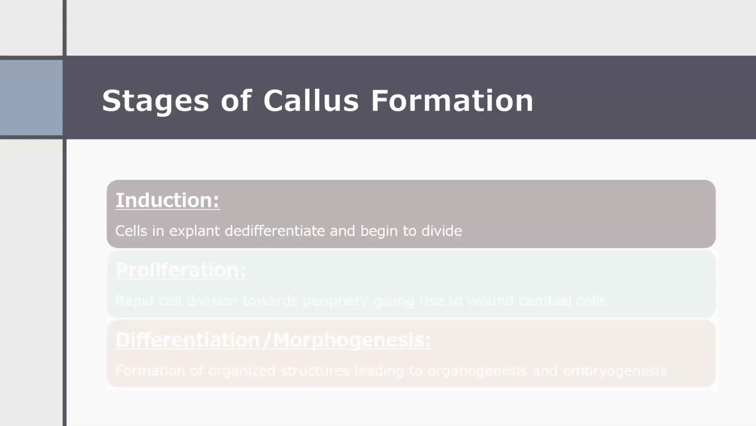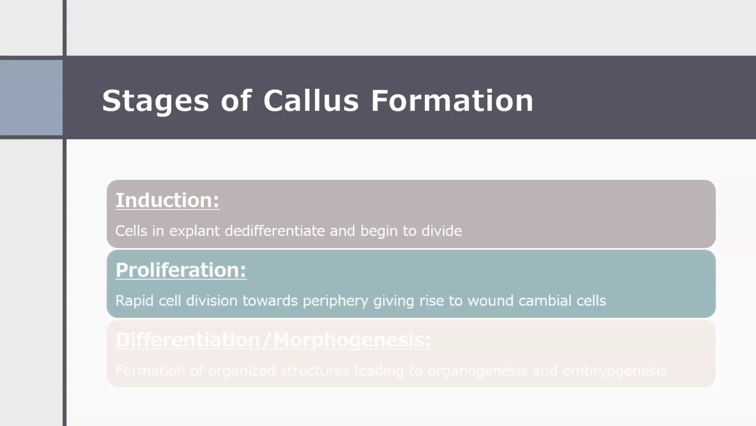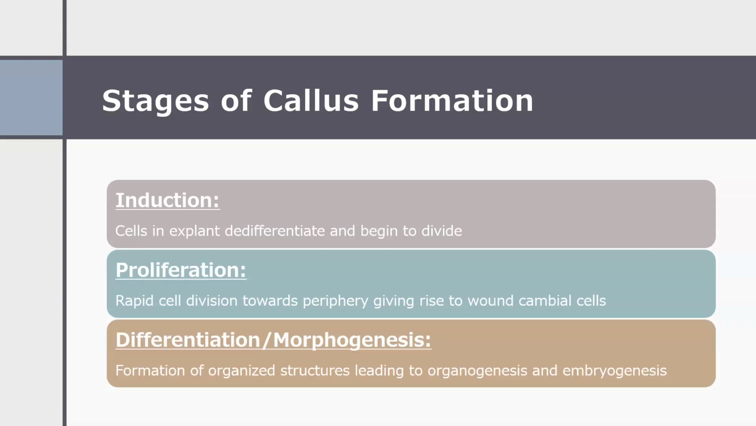Callus formation from an explant occurs in three stages. During the induction stage, metabolism is stimulated, and the cells in the explant begin to dedifferentiate and divide, while cell size remains unchanged. In the proliferation stage, cells divide actively, and cell size decreases. Cell division is primarily periclinal, and occurs towards the periphery, giving rise to wound cambial cells. During the final stage, cells differentiate through expansion and maturation.